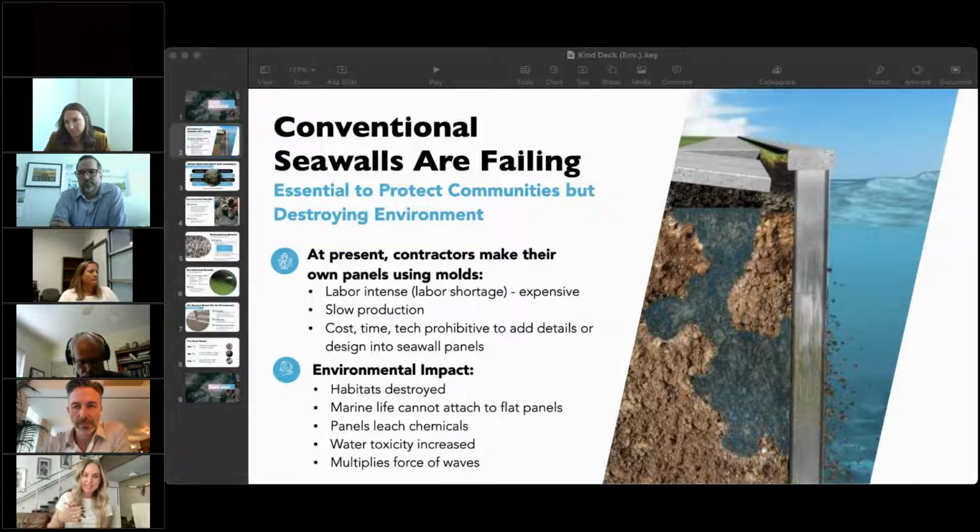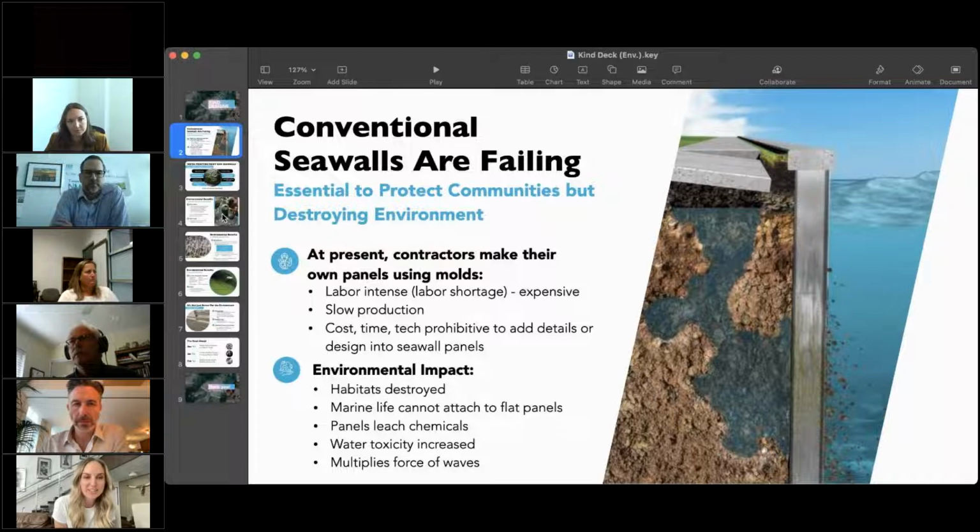And then once you put in that seawall, as you know, obviously it destroys the habitat because marine life cannot attach to a flat panel. It leaches chemicals into the water, which increases toxicity. And also it's not great for wave energy because the wave energy just bounces off the flat panels.